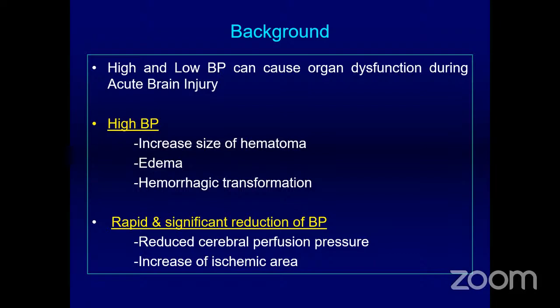High blood pressure can result in an increase of hematoma, it can cause edema, and it can lead to a hemorrhagic transformation of an ischemic stroke. Whereas a rapid and significant reduction of blood pressure, if you think that we're going to do better by bringing down the blood pressure rapidly, can lead to reduced cerebral perfusion pressure, resulting in an increase of the ischemic area.